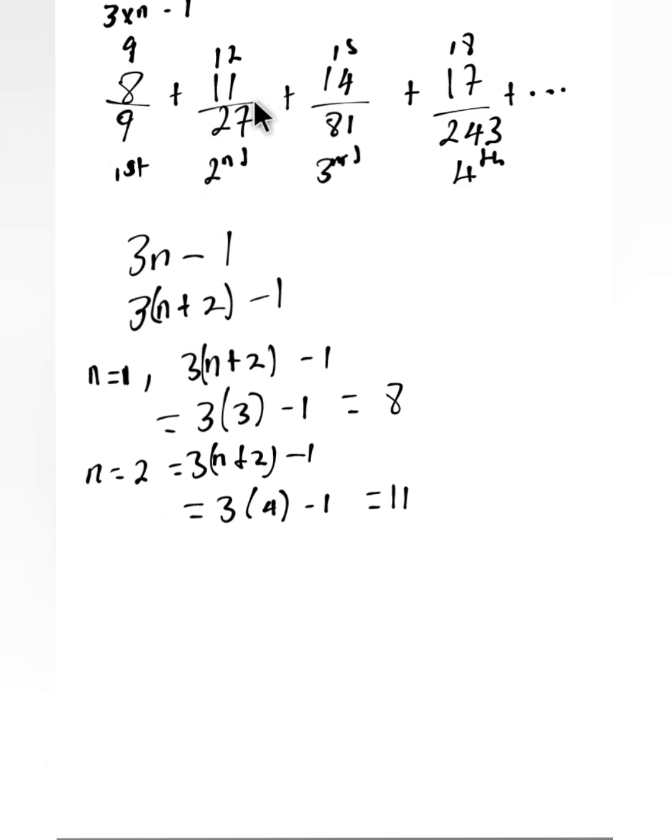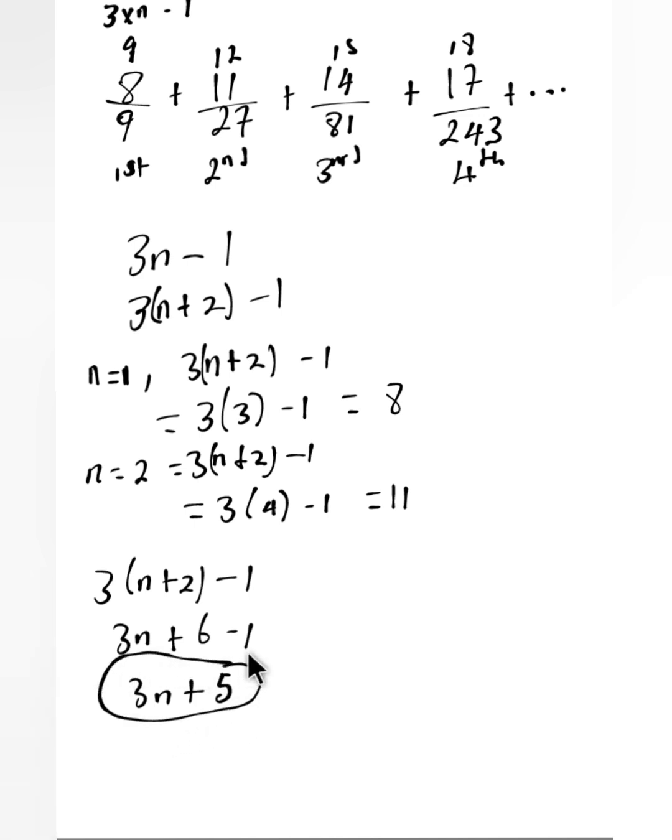So we're getting very close to getting an expression that will work for the numerator. So we are at 3 bracket n plus 2, minus 1. Okay, so we can simplify this. 3 bracket n plus 2, minus 1 is 3n plus 6 minus 1, which is 3n plus 5. So this is the expression for the numerator.